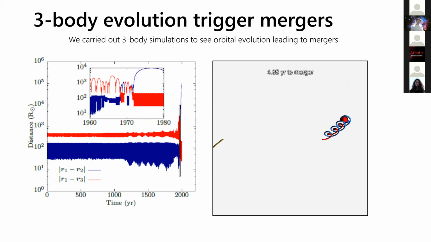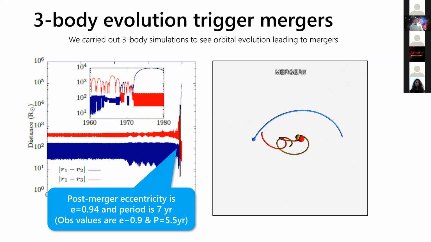And eventually the triple system becomes completely chaotic. It swaps companions and does very cool stuff. And in the end, two of the stars will lead to a merger like this. Now, the post-merger properties of this particular system are very similar to the observed Eta Carinae system, but this doesn't matter because this is a chaotic system. Any slightly different initial condition can lead to a different outcome, but this is just a proof of concept that our scenario may work.